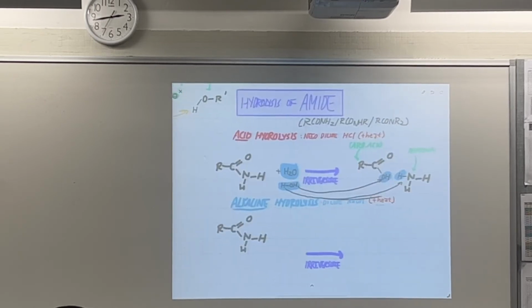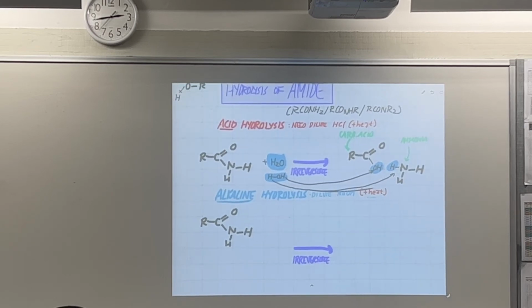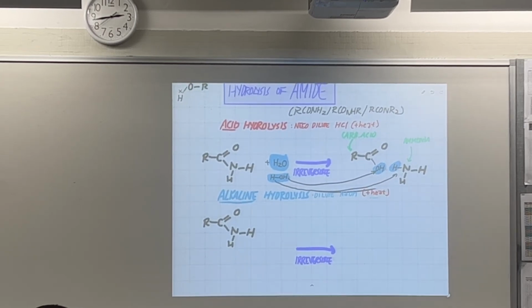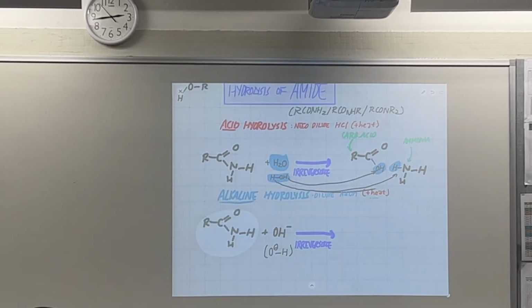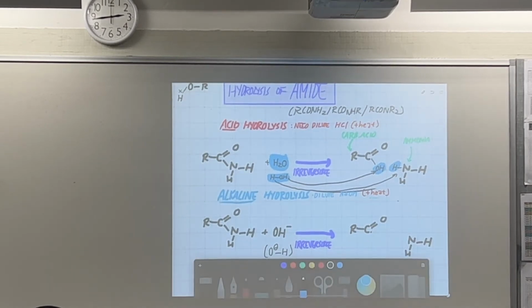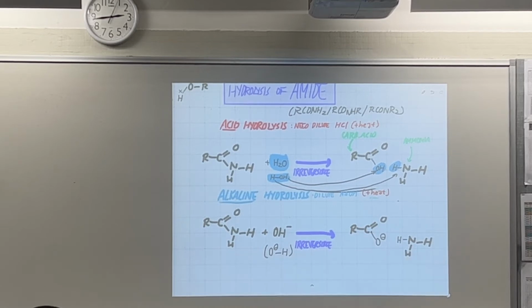Okay, I see that some of you have got the answer, and that is, write down OH minus first. You can split OH minus into O minus and H. Then you add the O minus to the RCO double bond, which means you get a what do you call RCOO? Carboxylate ion, yes. So you have RCOO minus, and you get ammonia.